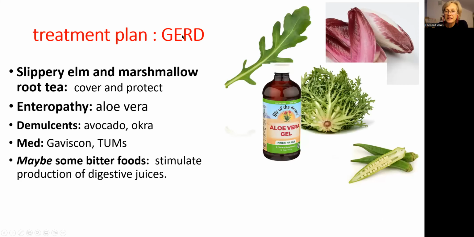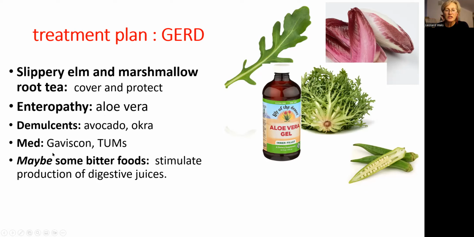Okay, acid reflux: slippery elm and marshmallow, just to cover the digestive tract with a protective layer. I want that slippery substance from there. Enteropathy: aloe vera will help in general with inflammation. Demulcents: aloe, avocado and okra. Okra also has slimy stuff in it.